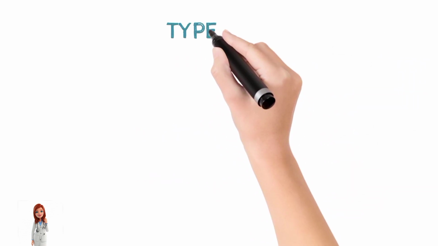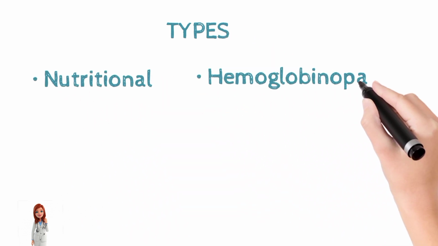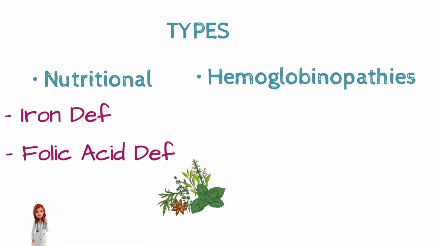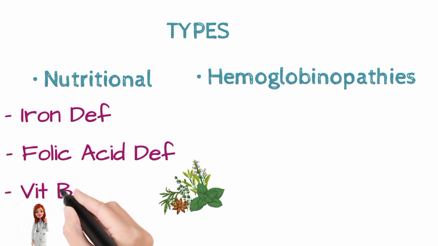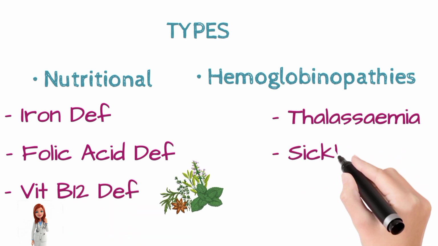Anemia is also classified as nutritional and as the hemoglobinopathies. The nutritional anemia further includes iron deficiency, folic acid, and vitamin B12 deficiency anemia. The hemoglobinopathies further include thalassemia and sickle cell anemia.